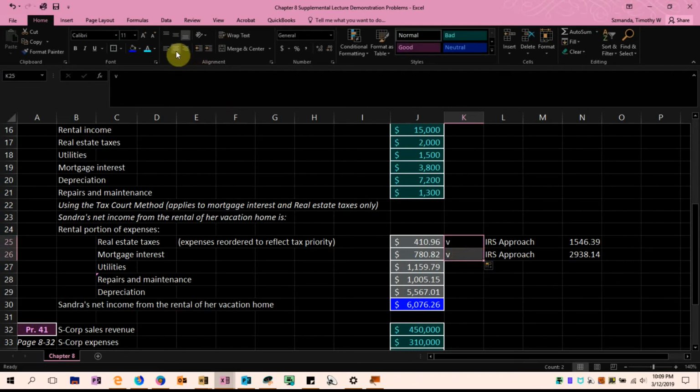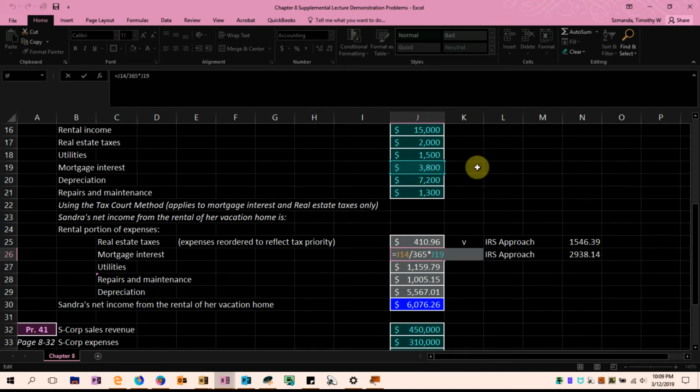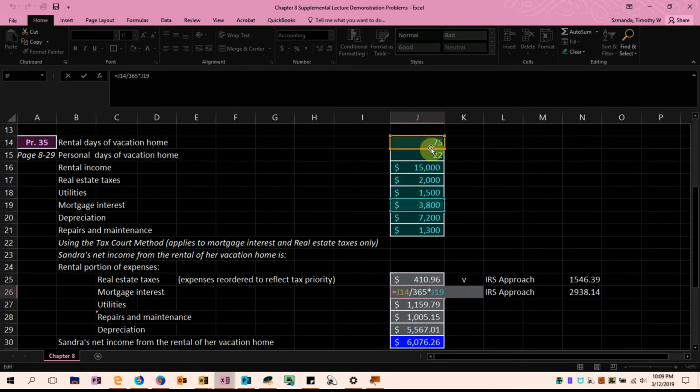It's just for comparative purposes. And now, using the tax court approach for mortgage interest, here I'm going to take that same 3,800, but in this case I'm going to multiply it by 75 days divided by 365. And that'll give me a total allocation of mortgage interest of $780.82.